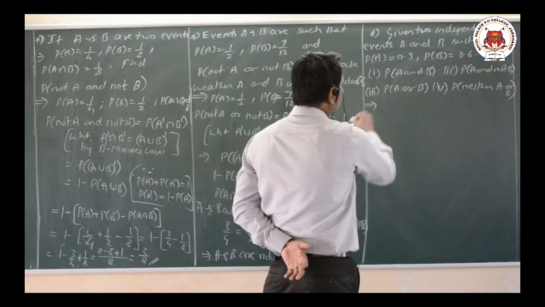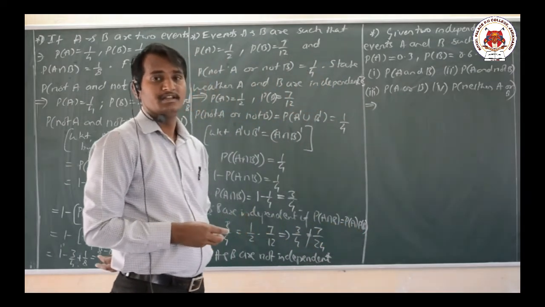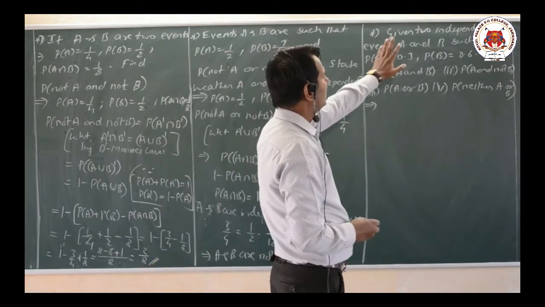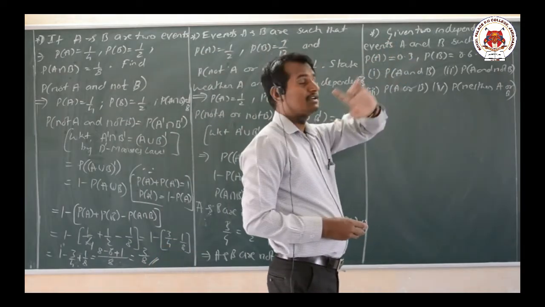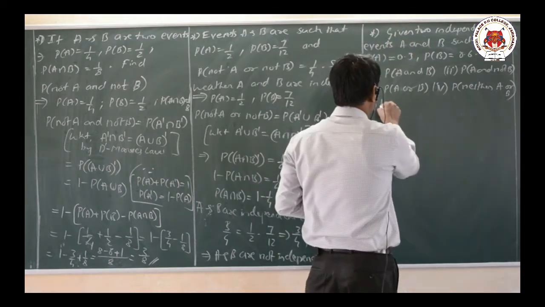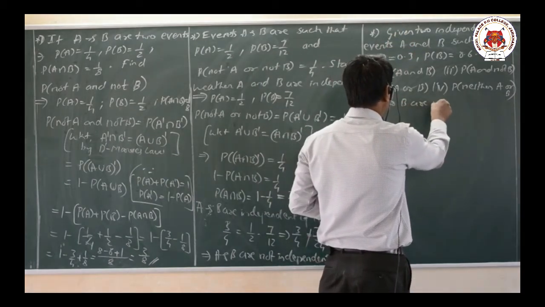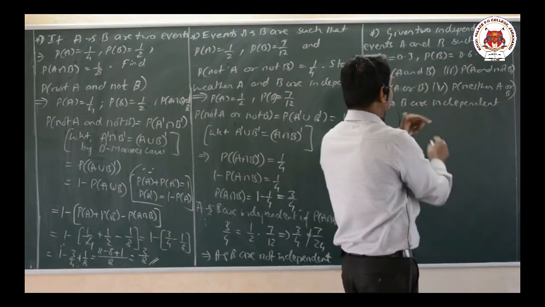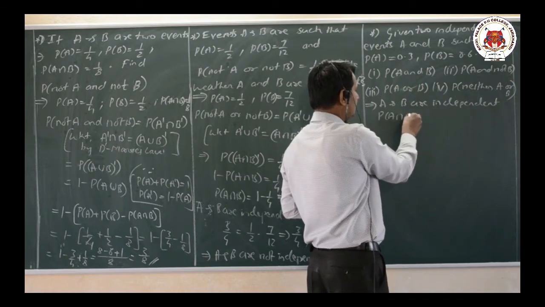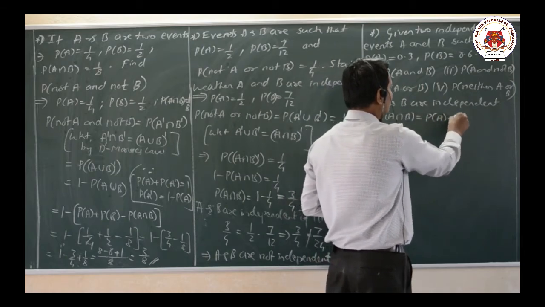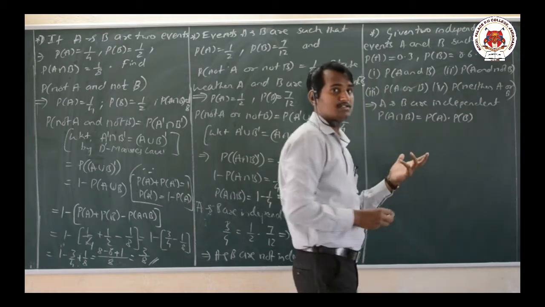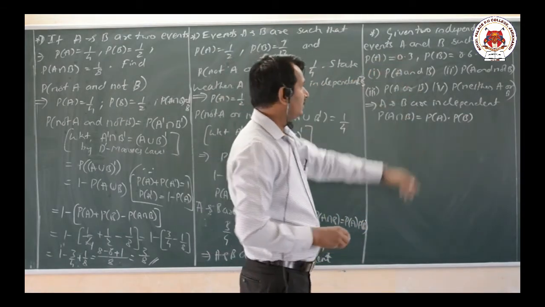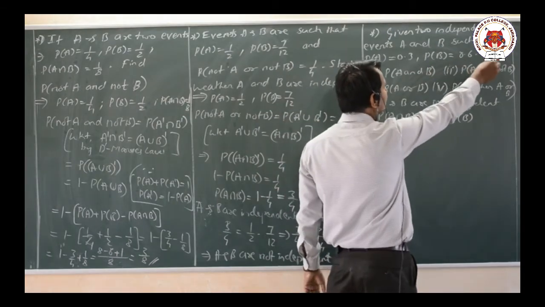Okay, dear students, now let us start with the next problem. The next problem is also as simple as the previous one. Given two independent events A and B. What is the first sentence? A and B are independent. Independent means what, dear students? That is P of A intersection B equal to P of A into P of B. Very simple. Then such that P of A is equal to 0.3 given, P of B equal to 0.6.